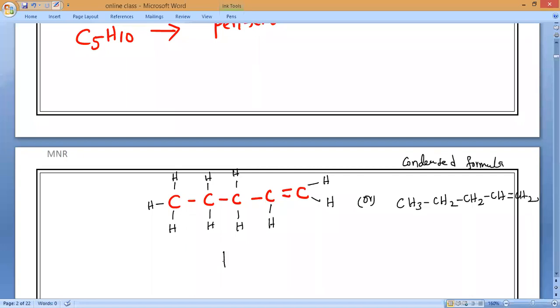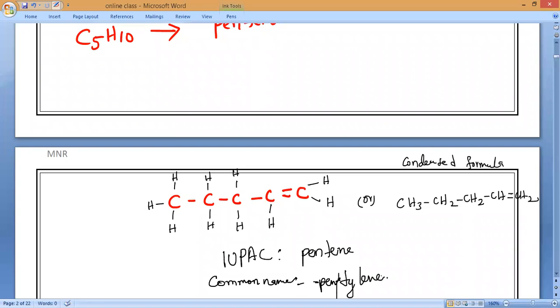So what is the IUPAC name? Pentene. And the common name, pentylene. Pentylene. Please write.